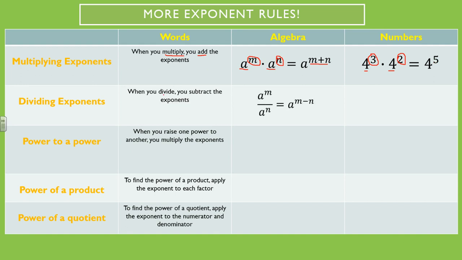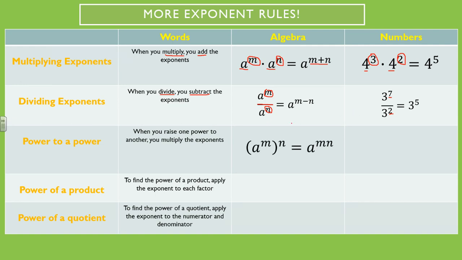Dividing exponents, okay, so when you divide, you have to subtract the exponents. So again, I'm dividing, I've got the same base, a, and I will subtract the exponents here. So a to the m minus n. So I've got 3 to the 7 divided by 3 to the second power. Again, all I'm doing is subtracting the exponents. So that would be 5.